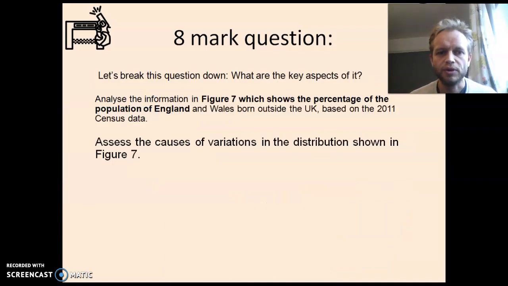Alright, so in your assessment, this is the 8-mark question that we're going to look at. It says, analyse the information in figure 7, which shows the percentage of population of England and Wales born outside the UK based on the 2011 census data. Remember, census is that survey that they do every 10 years. Very exciting for geographers is that it's going to happen this year too, so you guys will be able to answer your questions about you. But the question says, assess the causes of variations in the distribution shown in figure 7.